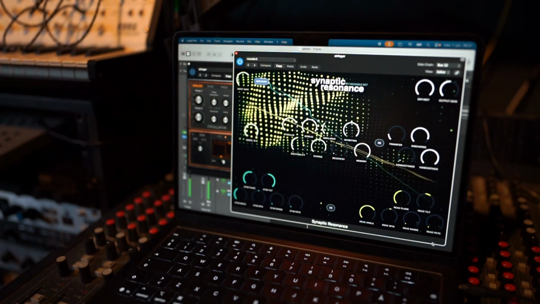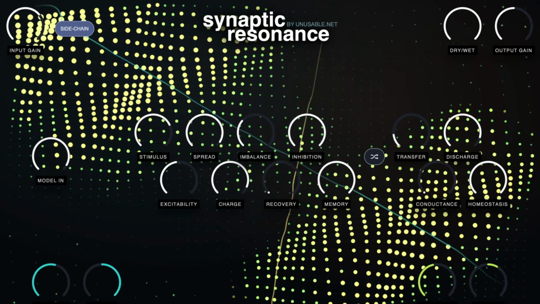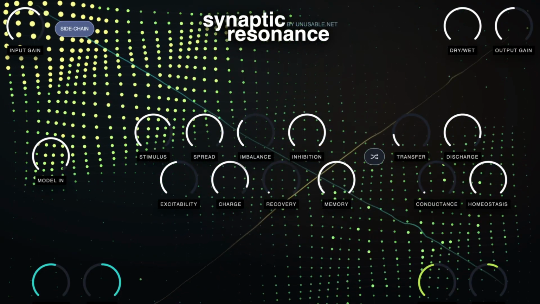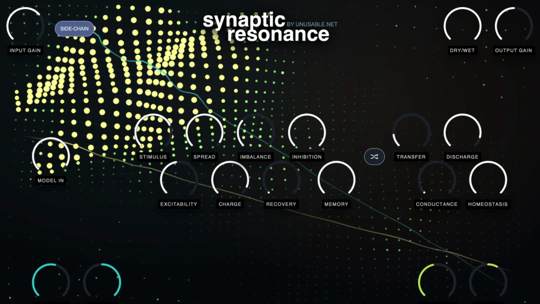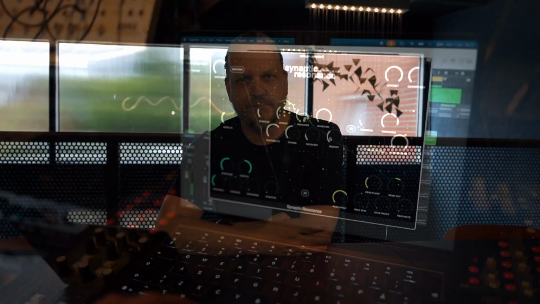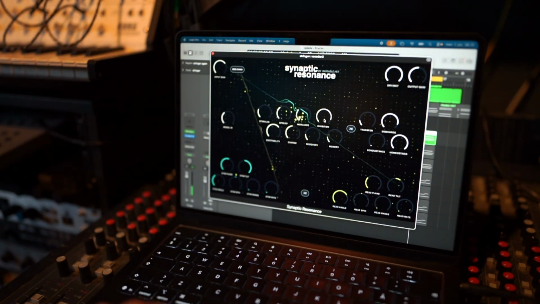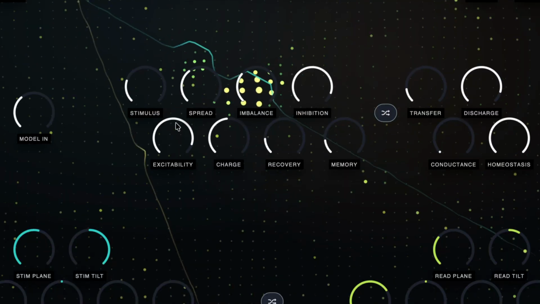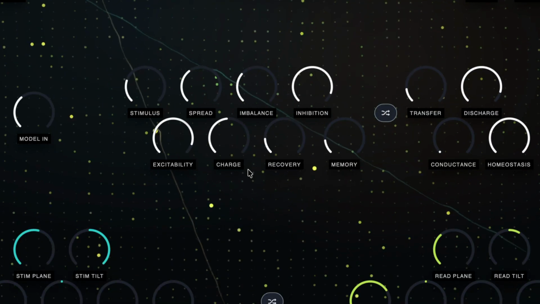What you see behind the controls is the actual lattice activity. Brighter nodes mean stronger activity. The stim and read planes are drawn directly over the lattice in a color matching its controls. This way you can see where the model is being excited and where the sound is read back from. You can also see the reaction of the bands as movements on the plane. In many cases it makes most sense to keep them close together, but not always.